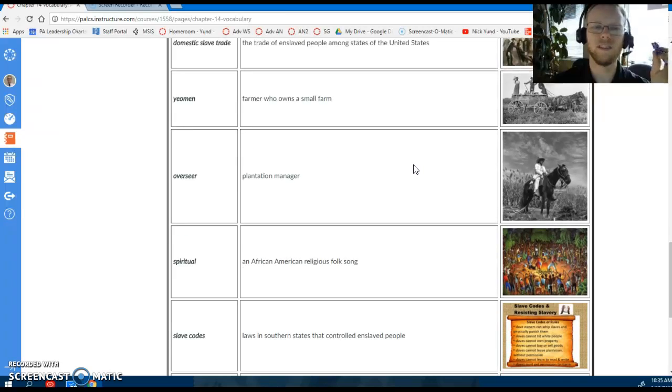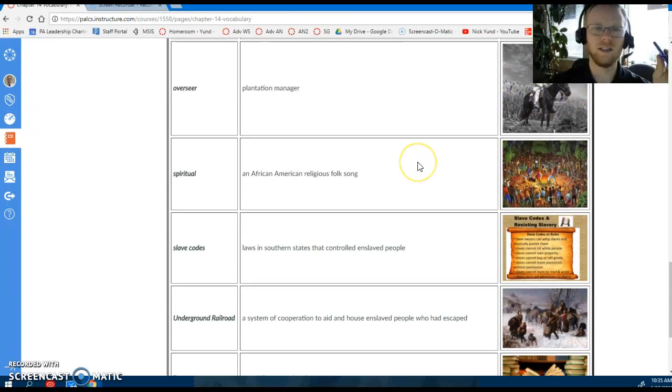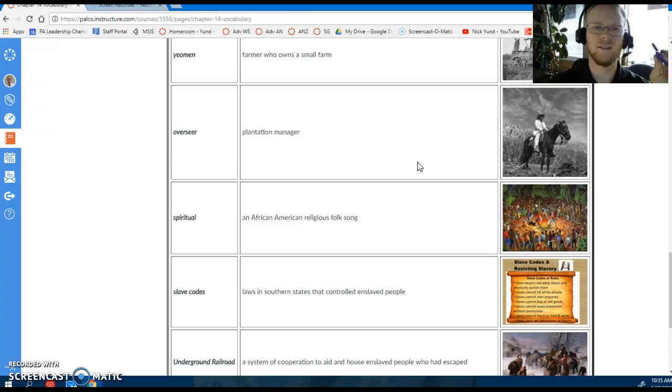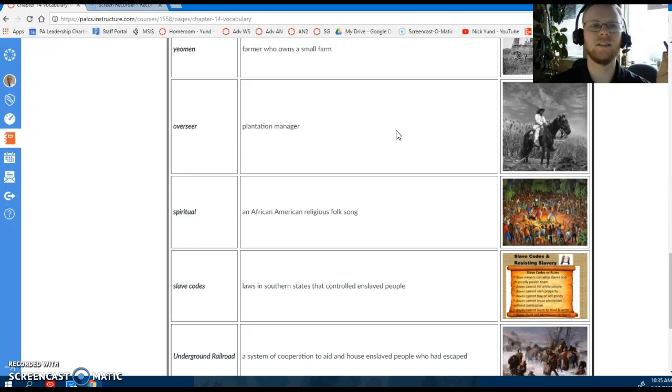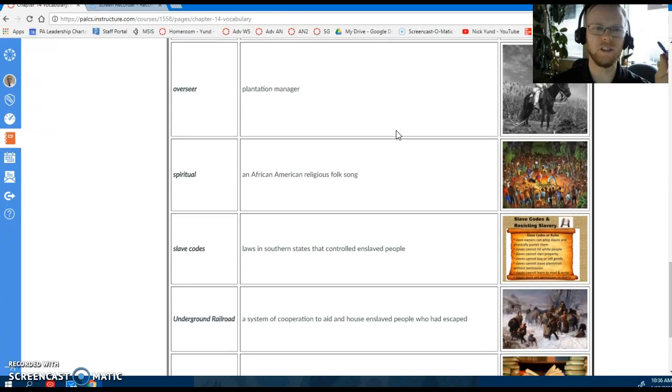An overseer is a plantation manager. There's a very negative connotation because they're usually the guys like trotting around the plantation on their horse, keeping an eye on the slaves. And they're sort of like the slave driver, if you will. They're the ones who are always punishing slaves and making them work harder and things like that. Like a bad guy. He's usually seen as a bad guy, an overseer.